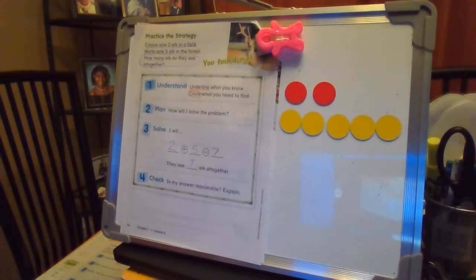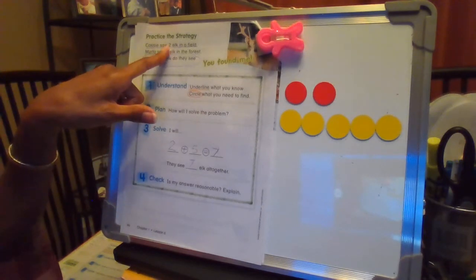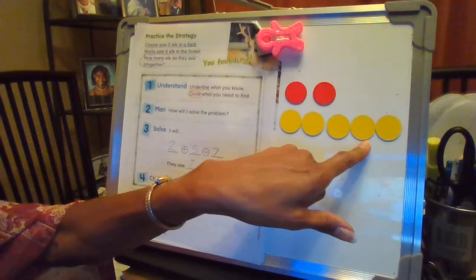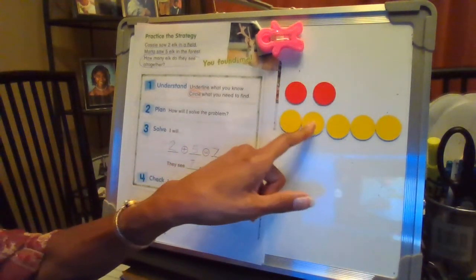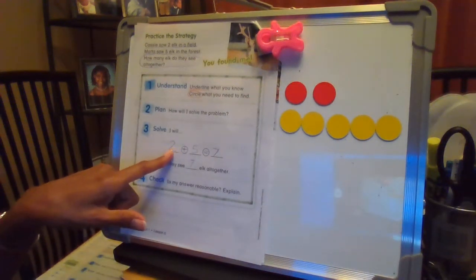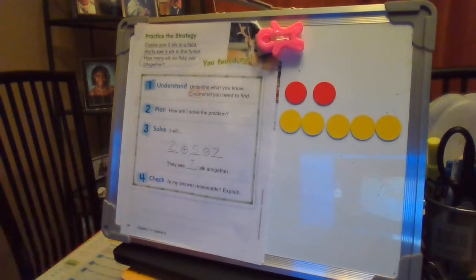All right, check my answer. Is it reasonable? If so, explain. Yes, my answer is reasonable because I showed that Casey saw 2 elk, Marta saw 5 elk in the forest. And when I count them all together, I come up with 7. So using my strategy, writing a number sentence, my answer is reasonable. Okay?